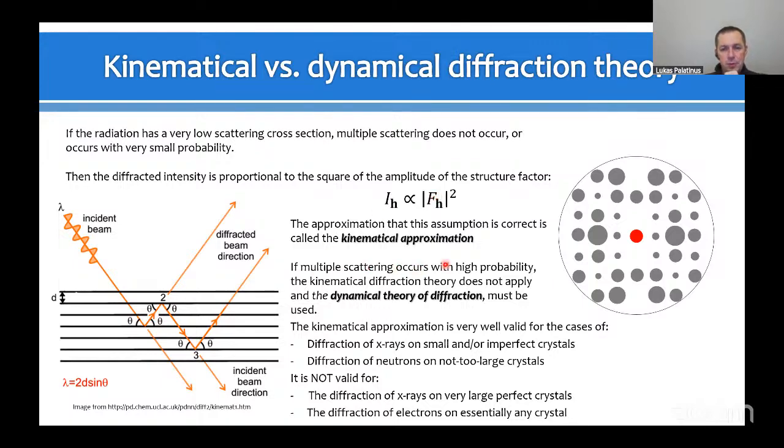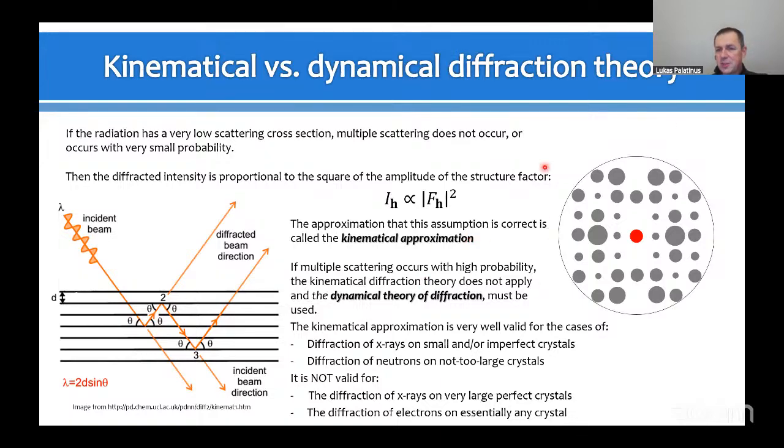Unfortunately, for electrons, the kinematical approximation is valid only very, very roughly. In fact, electrons interact with atoms so strongly that dynamical, so multiple scattering is unavoidable. Even in particles as small as 5-6 nanometers, there is a measurable amount of multiple scattering inside of these tiny particles. And if that is the case, then we need to use a dynamical theory of diffraction if we want to get accurate results.